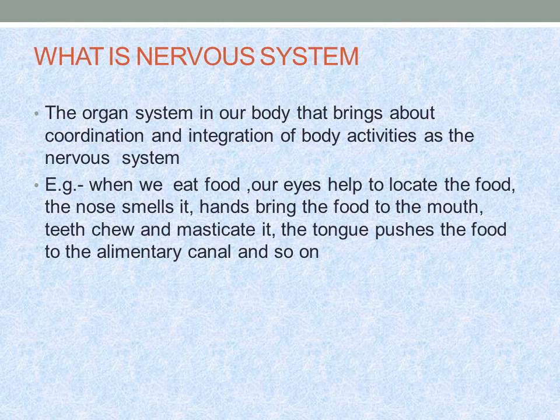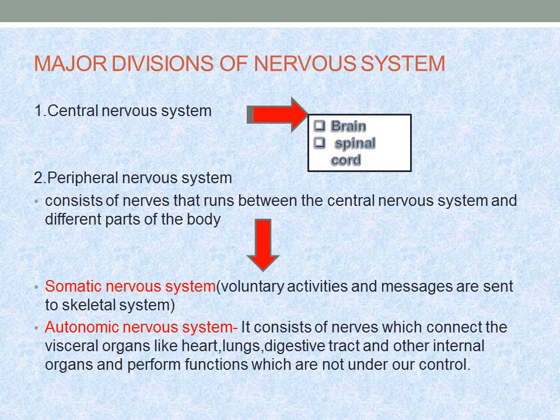Now let us see what are the main parts of nervous system. Now the major divisions of nervous system are central nervous system and the peripheral nervous system. Now the central nervous system is again divided into two parts, the brain and the spinal cord. And the peripheral nervous system, what is it? It is consisting of nerves that run between the central nervous system and different parts of the body.